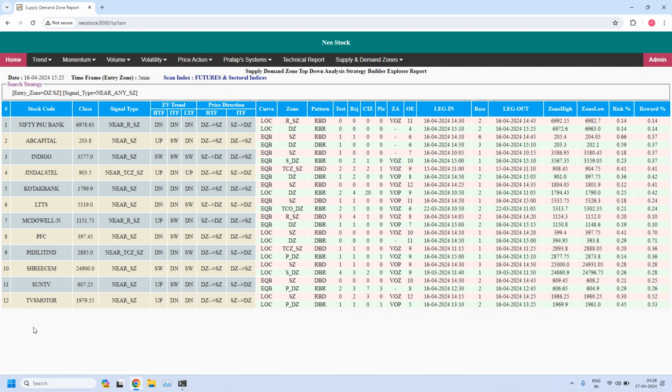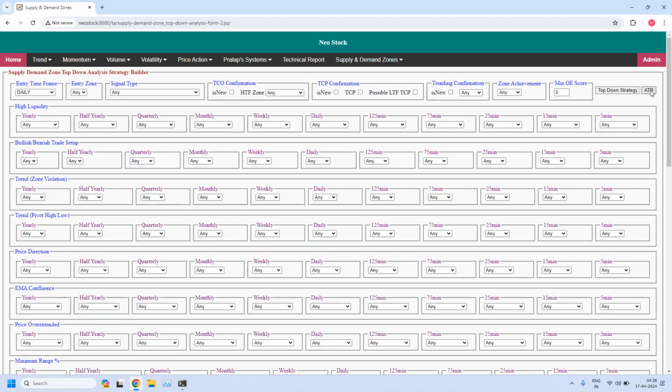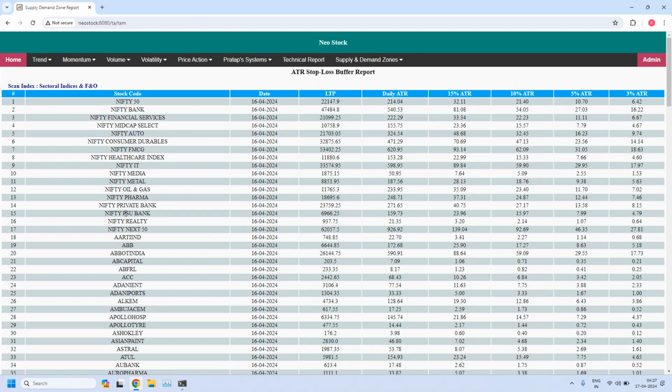Now let us generate the final report, stop buffers based on daily ATR. So these are the stop buffers. This is the daily ATR, this column, and 15% ATR is for daily time frame, 10% ATR is for 125 or 75 minutes time frame, 5% ATR is for 25 minutes or 15 minutes time frame, and this 3% ATR can be used for 5 minutes time frame.